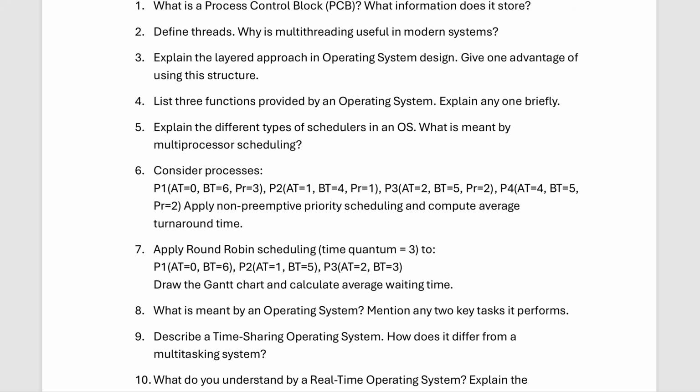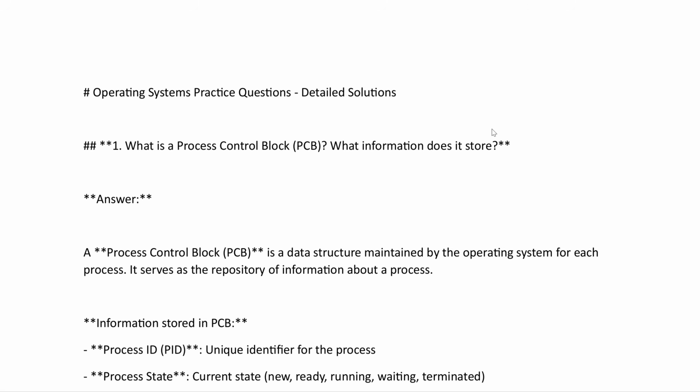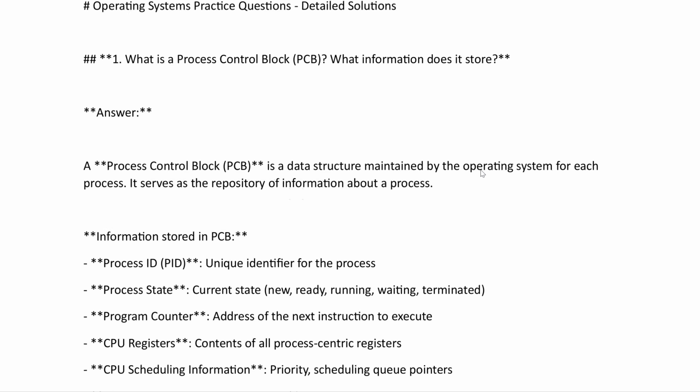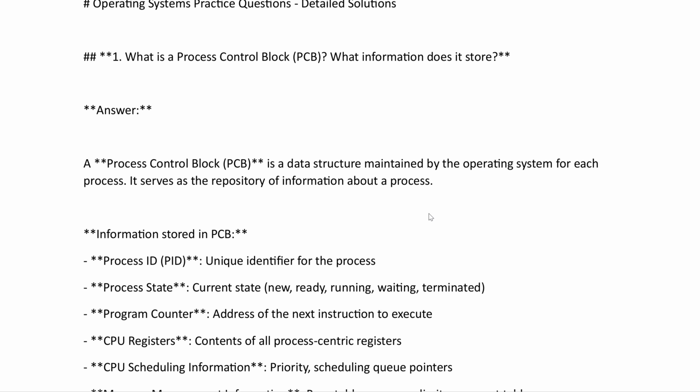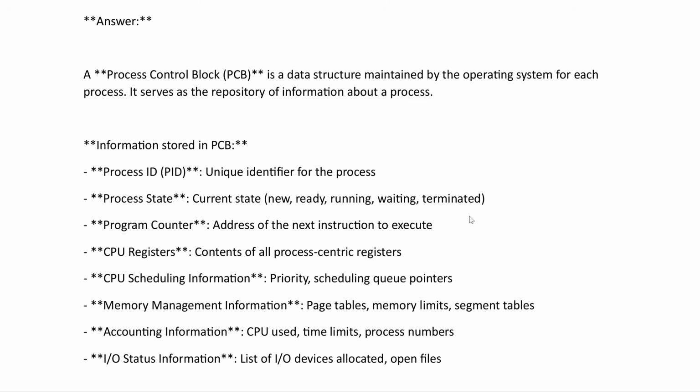So the first question is, what is a process control block? What information does it store? So the answer is process control block is a data structure maintained by the operating system for each process. It serves as the repository of information about a process, and there are several categories of information that can be stored in process control block.